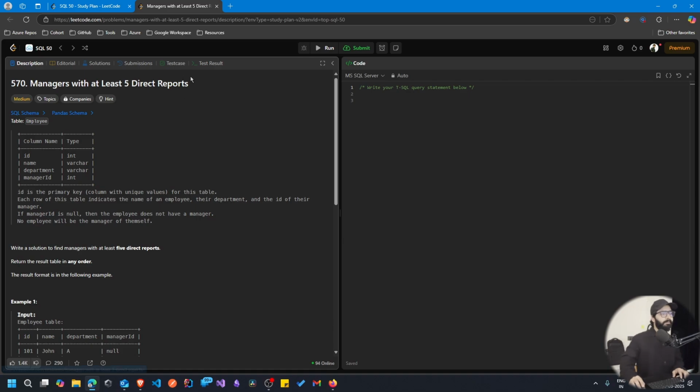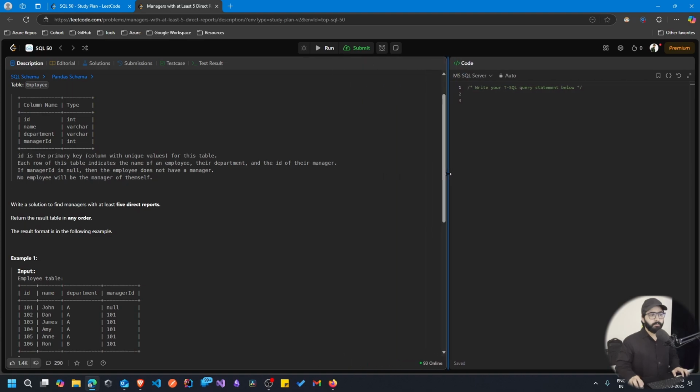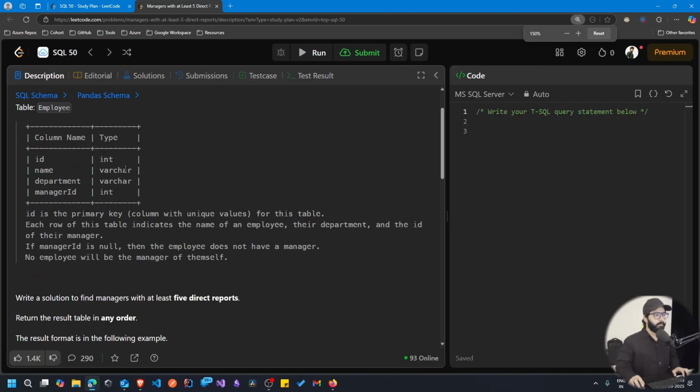So, managers with at least 5 direct reports. Let me zoom a little bit. We have the employee table with columns ID, name, department, and manager ID. ID is the primary key. Here we have only one schema, one table, employee. Each row of this table indicates the name of the employee, their department, and the ID of their manager. If manager ID is null, then the employee does not have any manager. No employee will be manager of themselves.